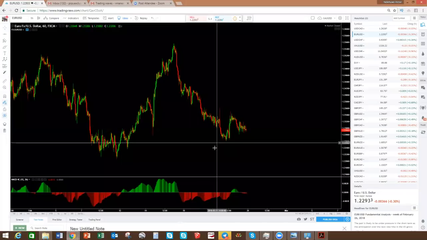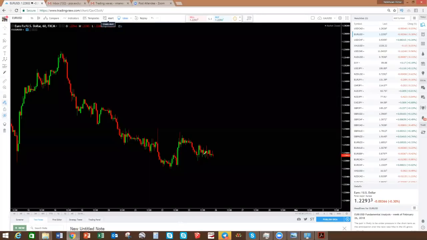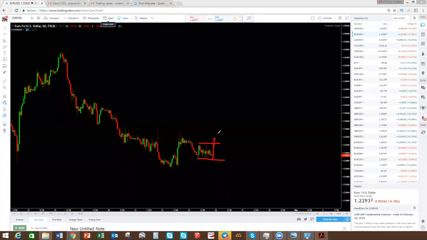So what do we need to do in the next coming session? We need to watch for this. If this flag breaks out here, you need to take this trade. Otherwise, if it does not, you don't take the trade. It may just do this. It's a possibility that it may just do this. Let's clear this out.